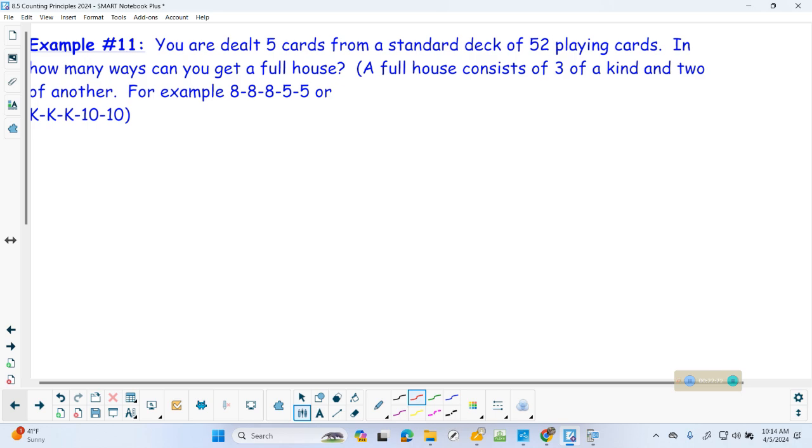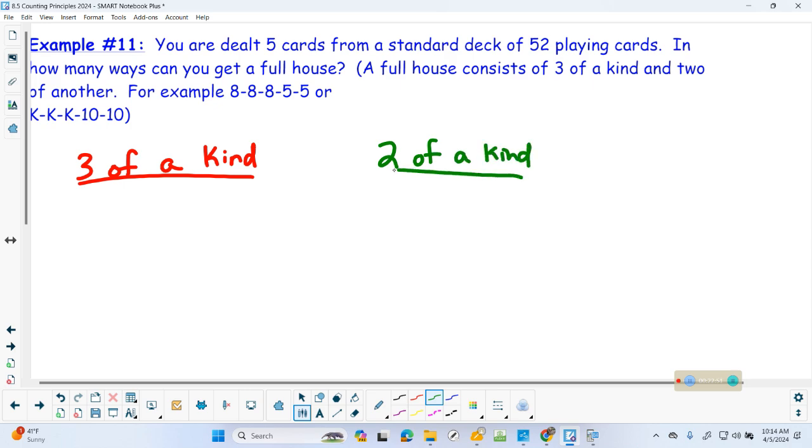So first question, permutation or combination? Does the order you have the cards in your hand matter? No. I mean, I like them together, organized, but does it really matter? No. So I'm going to use combinations. Now, remember, we're doing 3 of a kind first, and then we're going to do 2 of a kind. And of course we know we're going to multiply our answers together, and we know we're using combinations. Now, 3 of a kind.